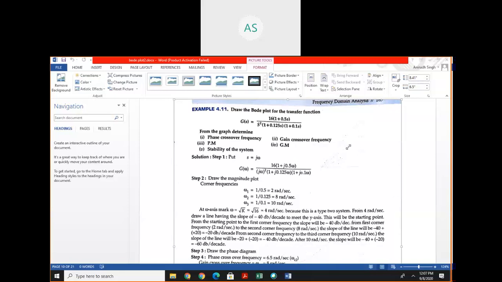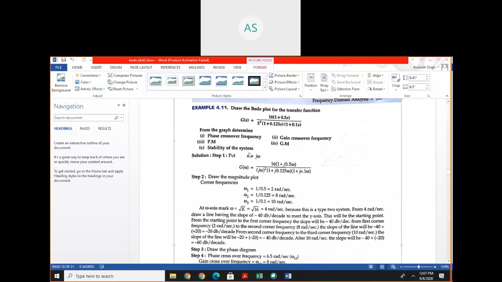Today we will solve some problems on Bode plot. First question is, draw the Bode plot for the given transfer function where G(s) is given by 16 multiplied by (1 plus 0.5s) divided by s squared multiplied by (1 plus 0.125s) multiplied by (1 plus 0.1s). And from the graph determine phase crossover frequency, gain crossover frequency, phase margin, gain margin and stability of the system.